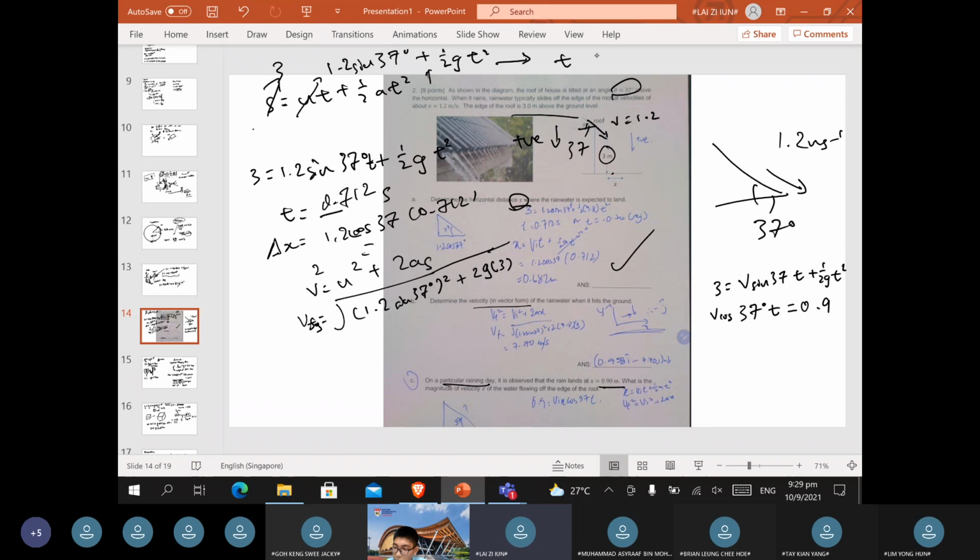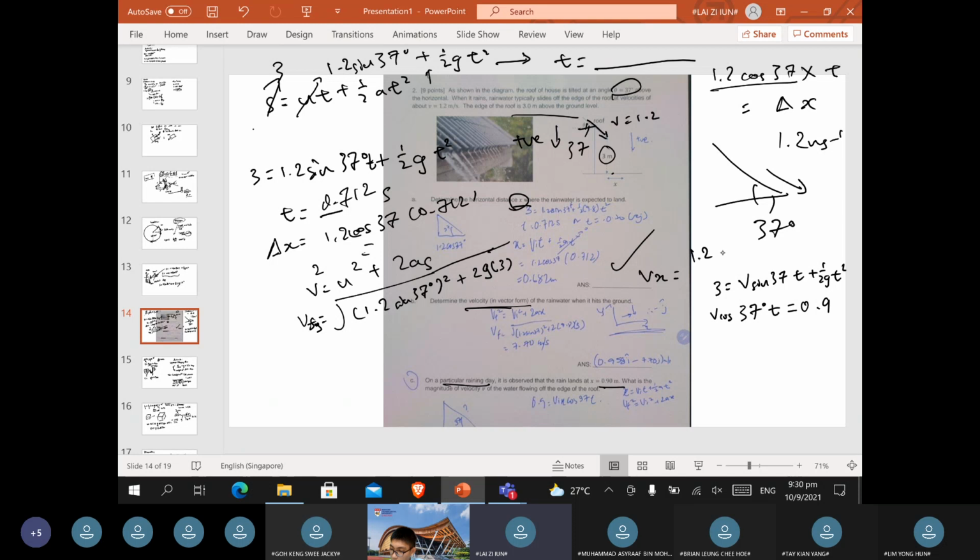Then from this, I can find the time. And after finding the time, I know the horizontal component is 1.2 cosine 37. I can just take the horizontal velocity multiplied by the time. That's going to give me my displacement. Okay, so that's for part 1. Then for part 2, I know that the horizontal velocity component is not going to change because there's no acceleration. So the Vx is the same.